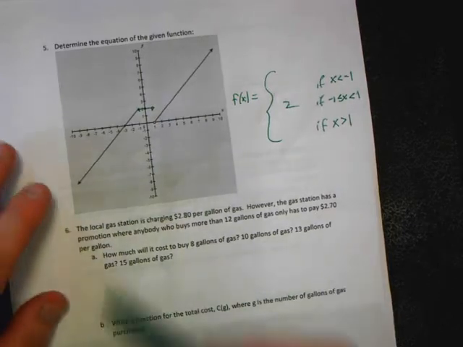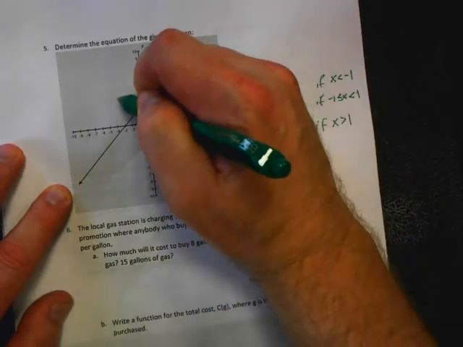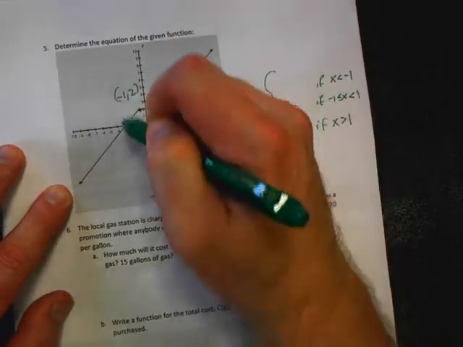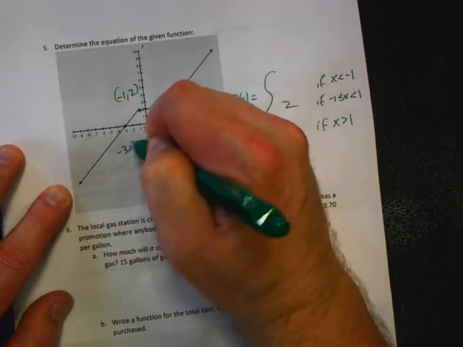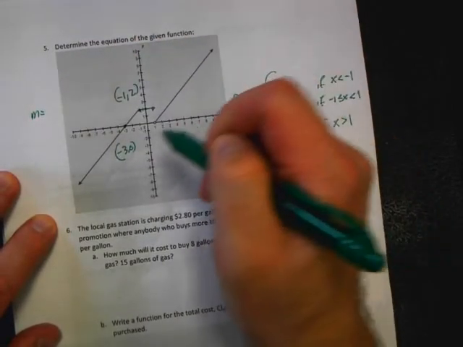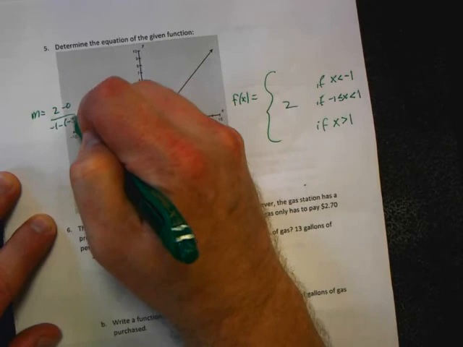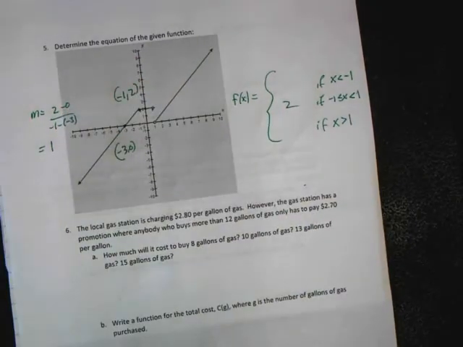All right, how about this first one? Well, let's see. It looks like it has the point (-1, 2). And it looks like maybe that point right there, (-3, 0). I need to find the equation that goes through those 2 points. How am I going to do that? Well, if you're looking for the equation of a line, the most important thing to always know is slope. So I'm going to find my slope. M is 2 minus 0 over negative 1 minus negative 3. That's 2 over 2. That's 1.